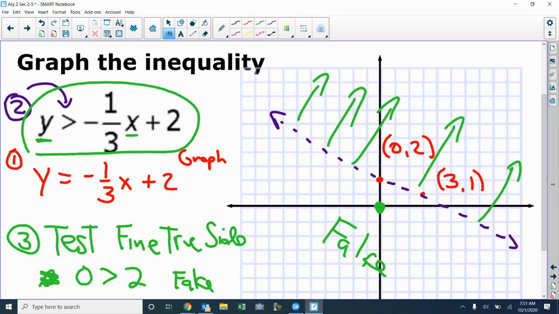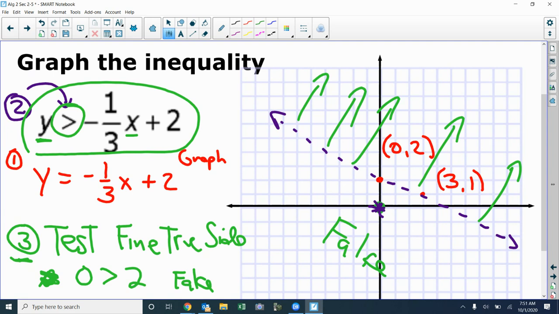Step 2, see if it's a dotted or solid line, right? Step 3, test. Find out what side. What do we want to use often is, of course, zeros, isn't it? Because it's easier. Now, if the line goes right through the origin, 0, 0, you might have to use 1, 1. That would be my second best number to use, 1, 1.